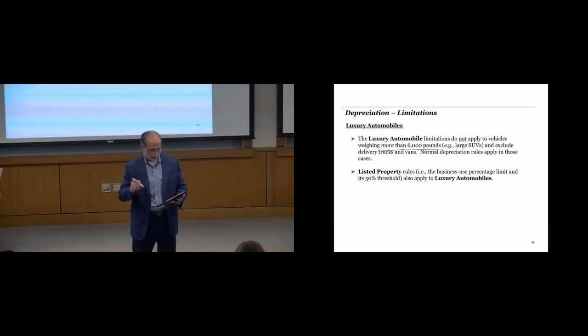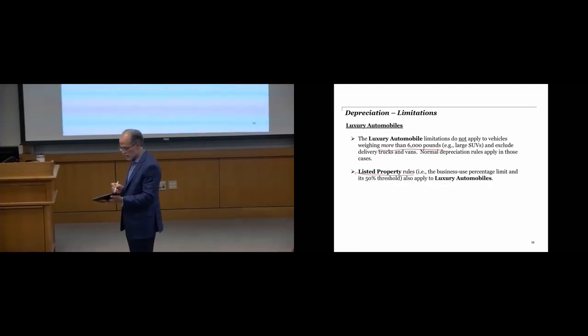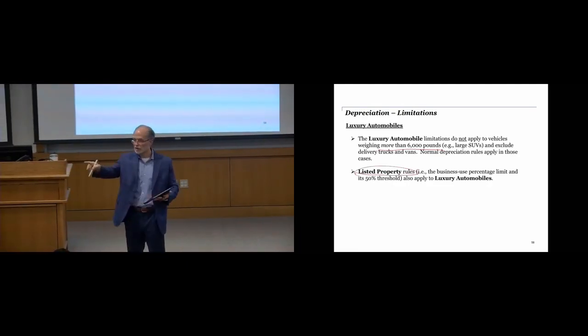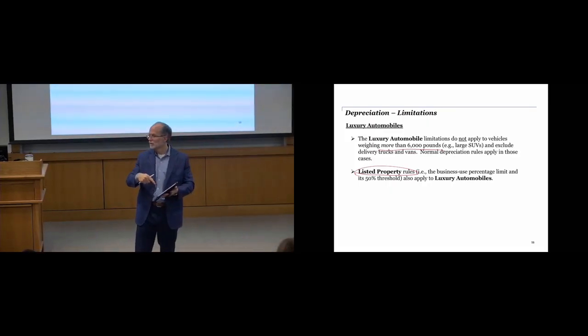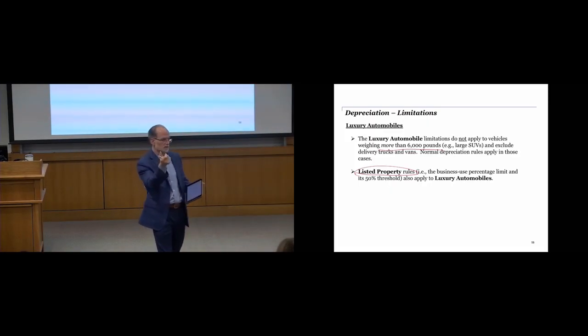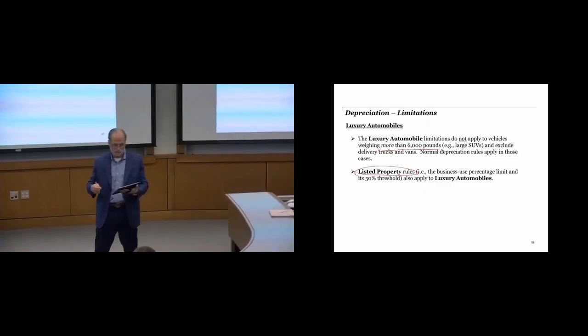In that instance, you're outside of the limitation, and you're just in the normal rules of which you can get 100% write-off. The listed property rules that we were talking about, only the business portion, equally apply here. So if it's not 100% used for business, then you're going to haircut it first down to the business use percentage, and then see what the deduction is.